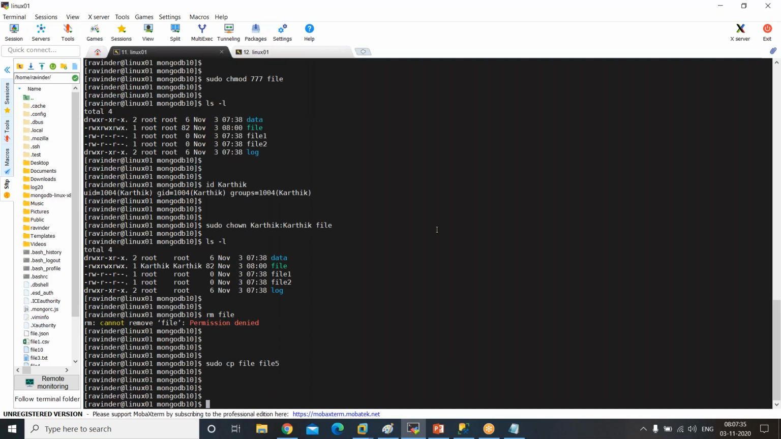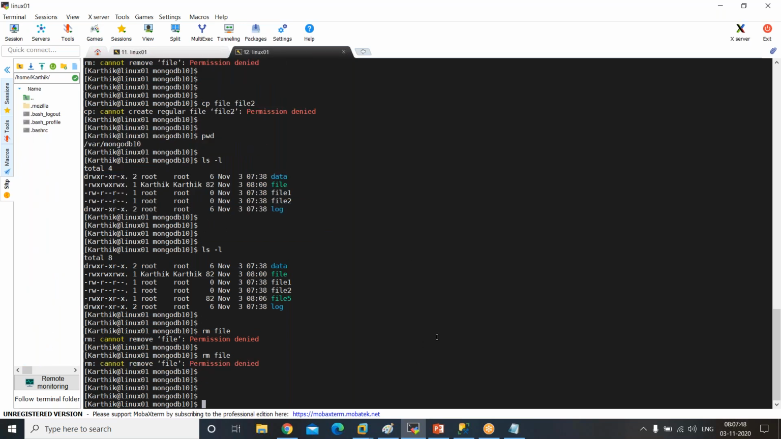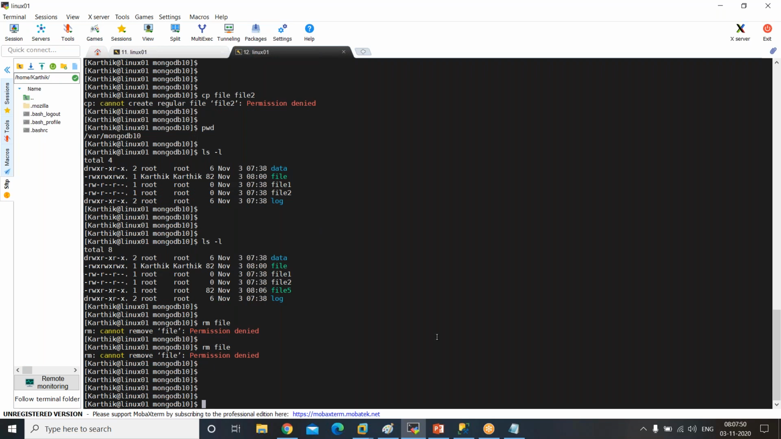So did you guys understand the file-level permissions? File-level permissions means what you are giving at the file level: read, write, execute, or whatever you want to do. So now he can do this. He cannot delete, but he can modify the permissions now. Who? Karthik can modify. So now chmod.